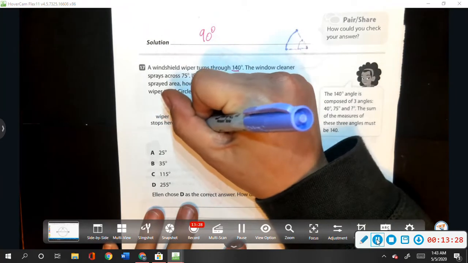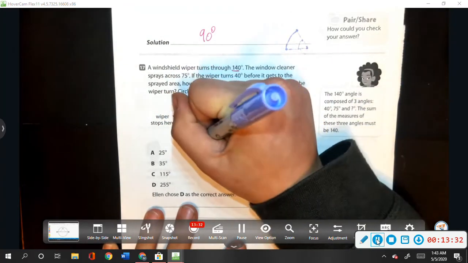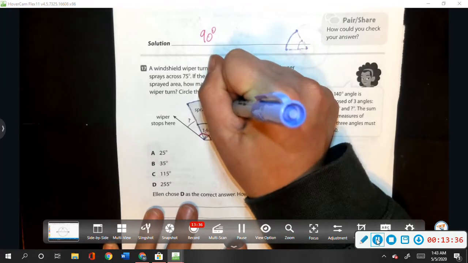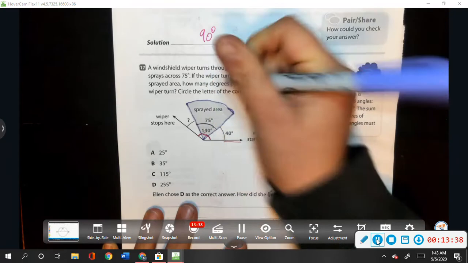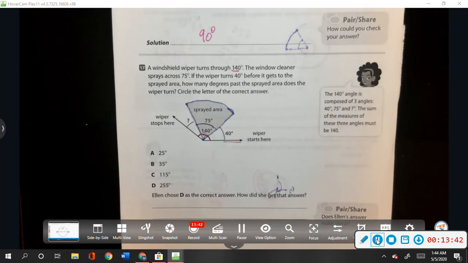is 75 degrees. So if you ever saw mom, dad, or an older brother or sister turn the water on the windshield during love bug season, their sprayed area might just be 75 degrees. I don't know. I never even paid that much attention to it.